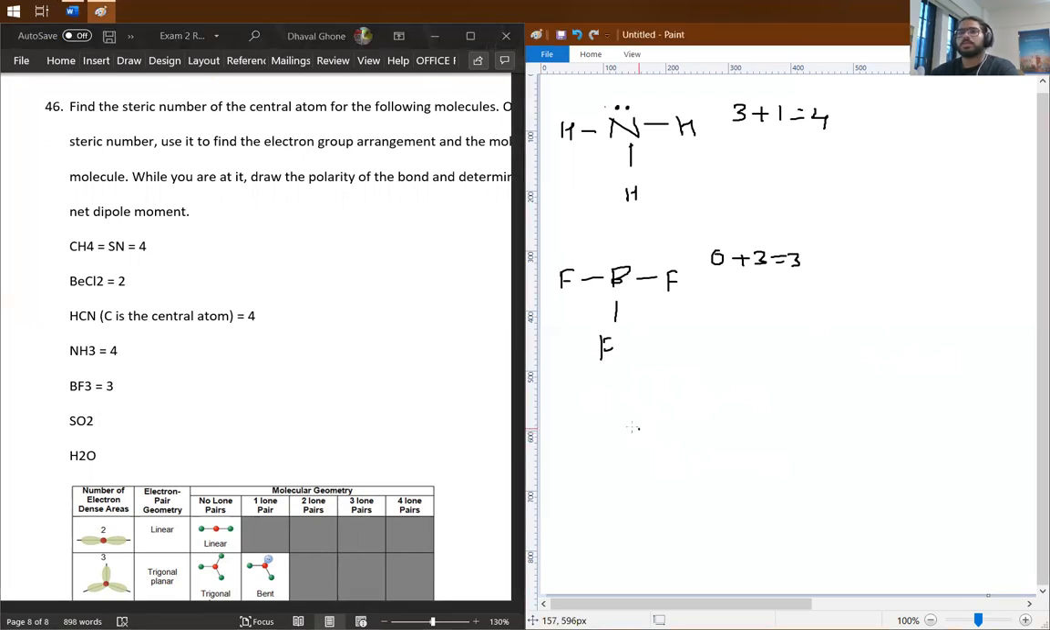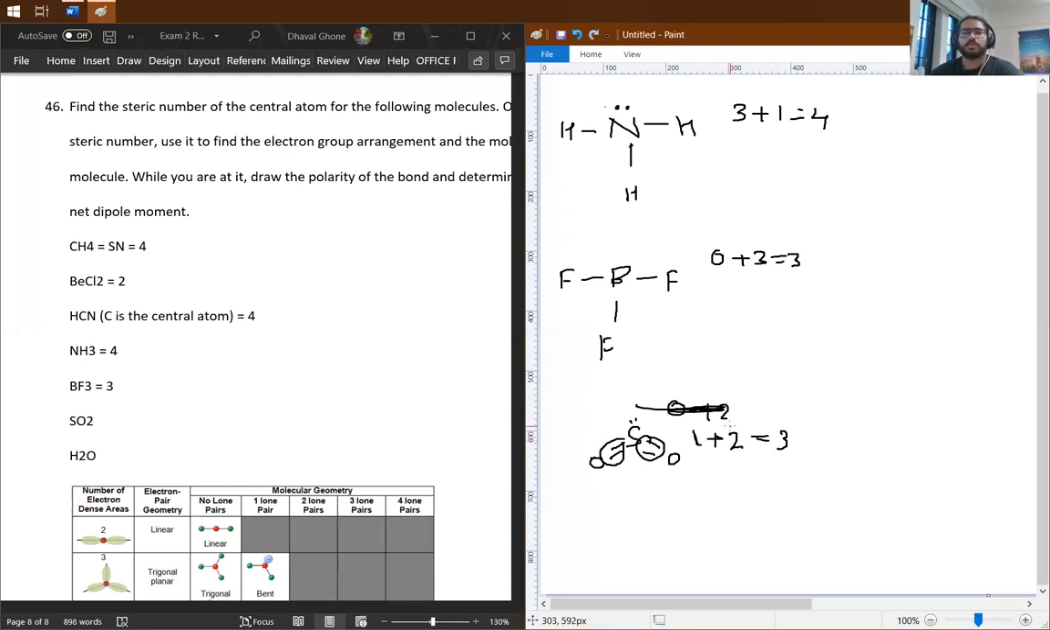SO2, we drew SO2 as this structure. So sulfur has 2 double bonds, but we only count every double bond as one bonding group. And so it should be 0 plus 2. I'm sorry, my bad. It should be 1 lone pair plus 2 bonds. I should say 2 bonding groups. That gives me SN of 6.